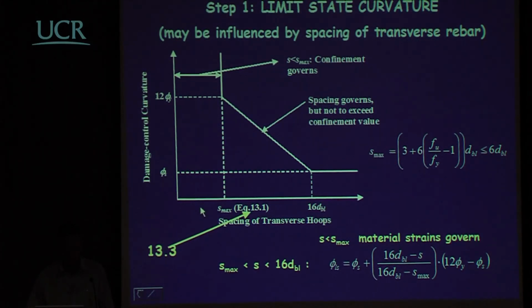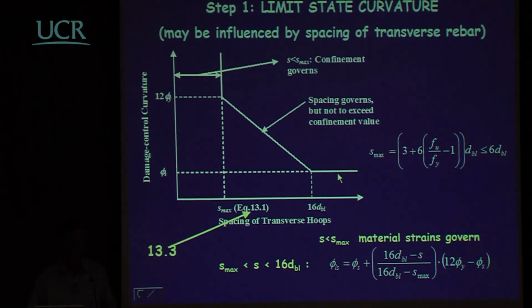And basically what we're saying is that if the spacing corresponds to what is recommended in the book, then we have a curvature which can be calculated in the normal fashion, but will be at least 12 times the yield curvature. If the spacing is 16 times the longitudinal bar diameter, then we have a curvature which is going to be no larger than the serviceability curvature.